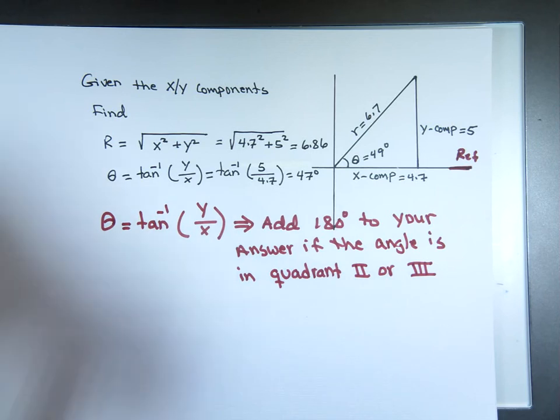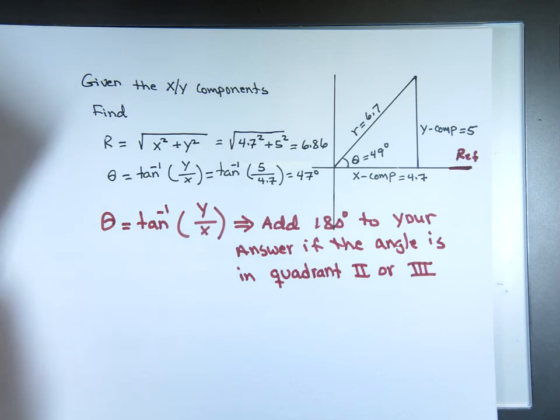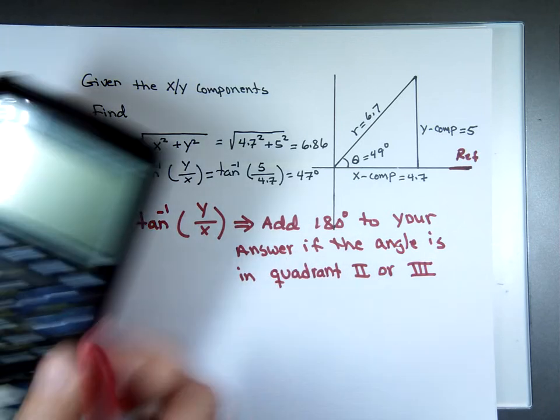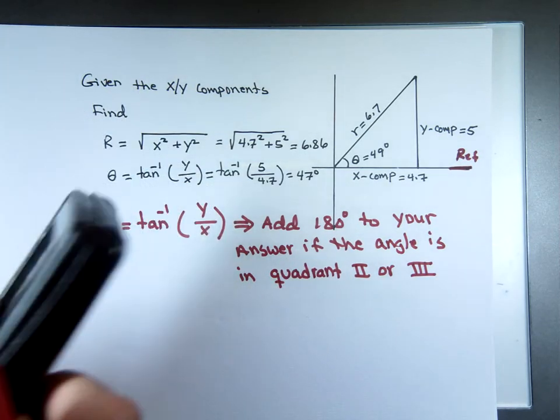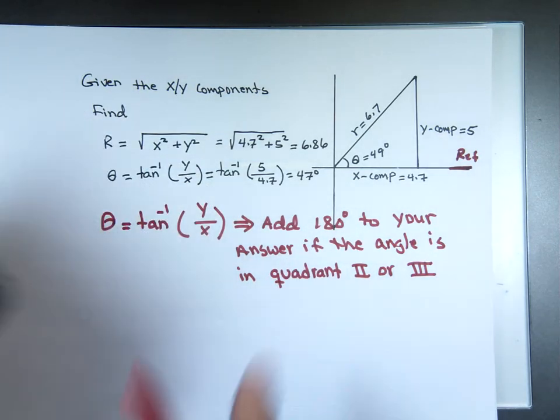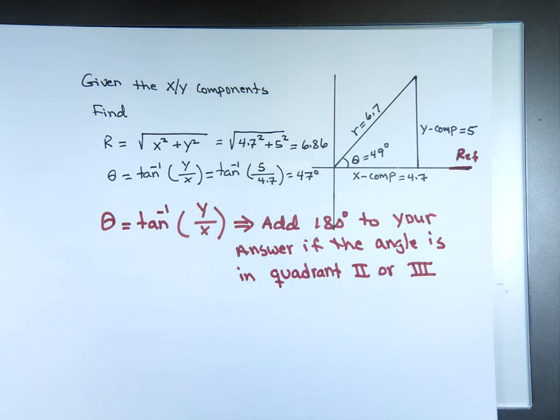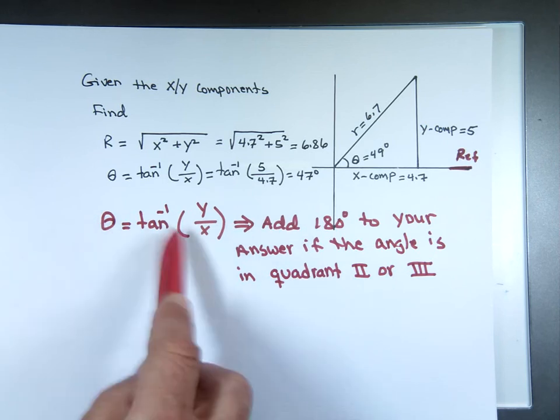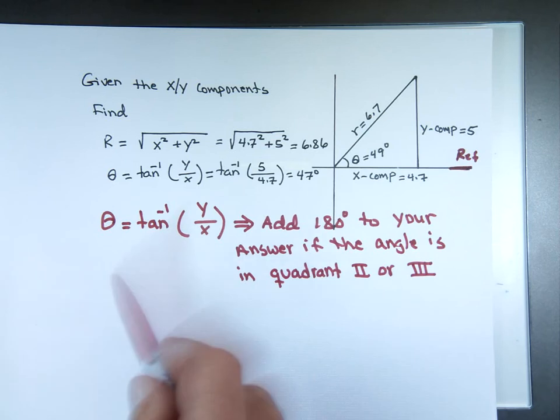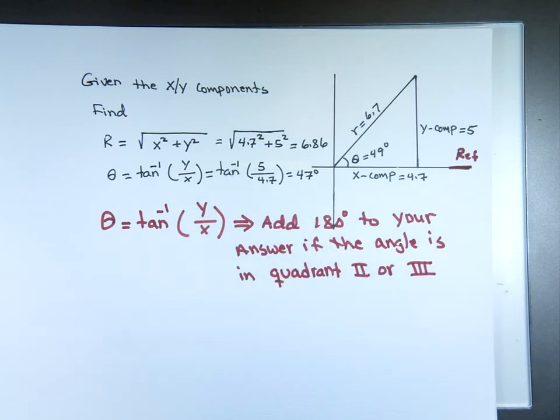Unless you're using the built-in function. If you use the inverse tangent, you have to do that. If you know how to use your calculator to convert from rectangular to polar, you don't have to do it. The calculator is programmed to do that. But if you're using the inverse tangent function, it doesn't know that. You have to do this. So I'll give you an example and show you why the calculator will give you the wrong answer. Not might, it will.